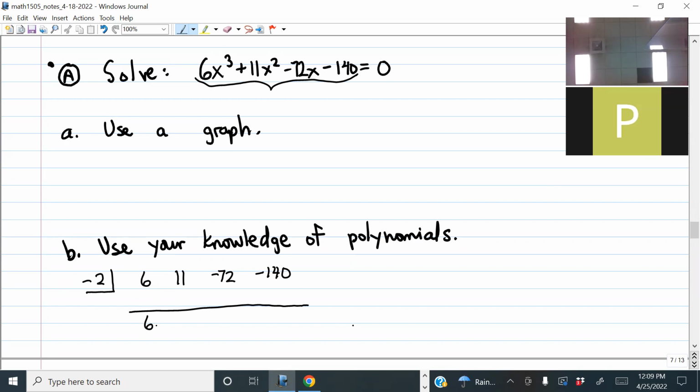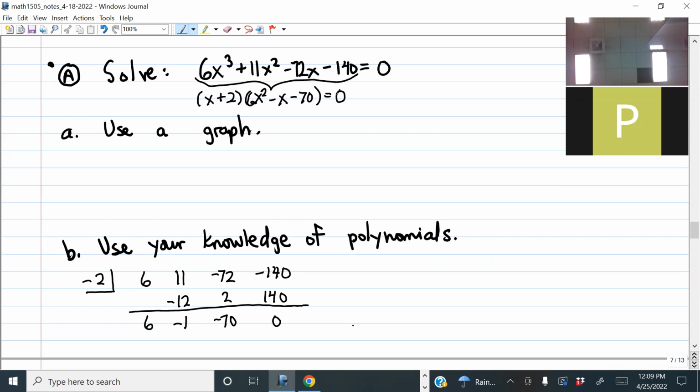Let's see, bring the 6 down. -2 times 6 is -12. 11 and -12 is -1. -2 times -1 is 2, right? And then this is -70, and -2 times 2 is... and the remainder works out to zero. Yay! Okay, so that does work. So we know that this equation is really (x + 2) times (6x² - x - 70).